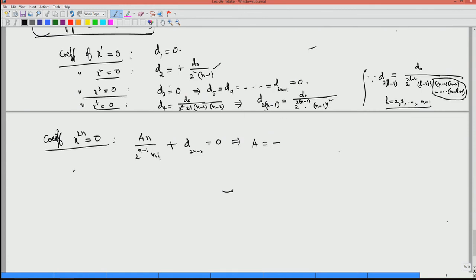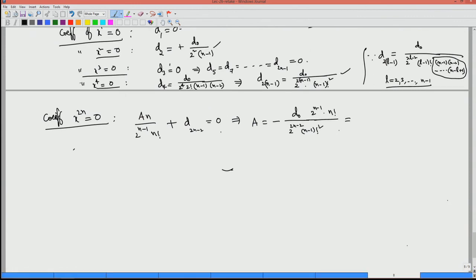So, I know my d 2n minus 2 from here. If you substitute and write directly, that is going to be d 0 divided by 2 power 2n minus 2 and then n minus 1 factorial square, that is my d, minus of this, and you have into 2n minus 1 into n factorial. So, a n is there, that comes down. Finally you have a minus. So, n minus 1 factorial goes, you have 2 power n minus 1, and finally n minus 1 factorial. This is what you will see as your a.